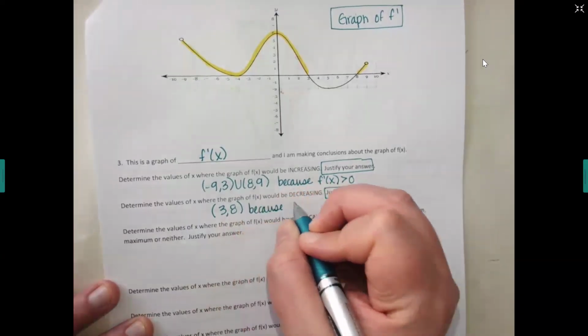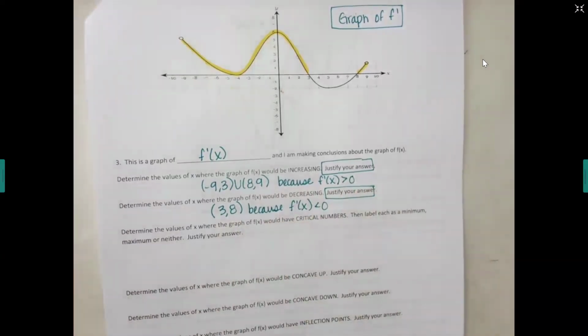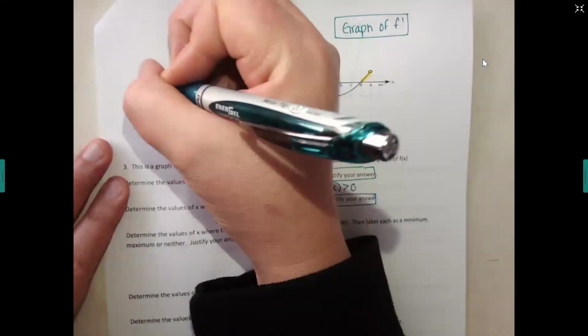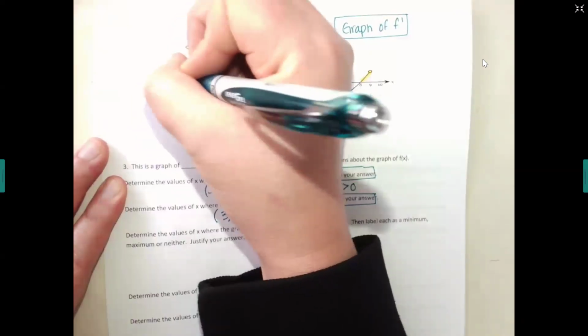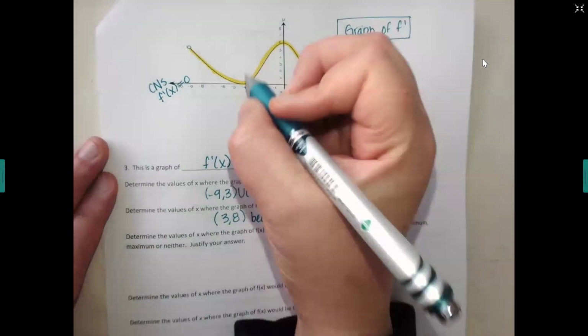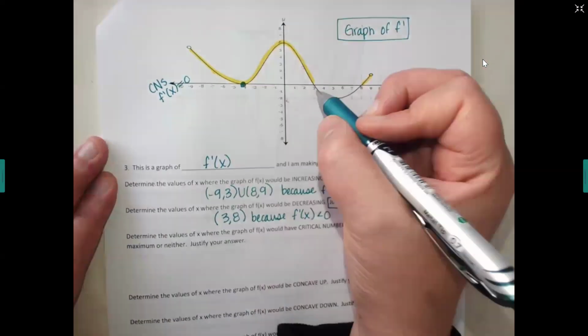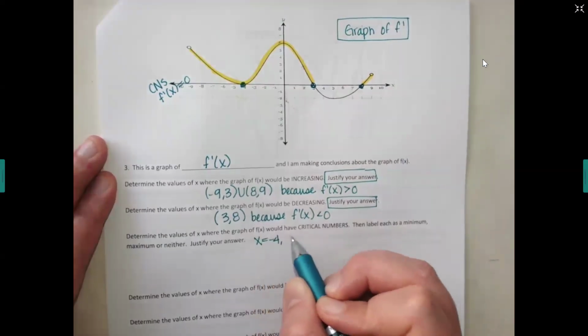Because F prime of X is less than 0. Okay, or if you prefer, below the x-axis or is negative would all be fine. Okay, for your next part, your critical numbers are everywhere that F prime of X, the graph you're looking at, is equal to 0. Okay, those would be your x-intercepts. So -4, 3, and 8 should have made your chart.